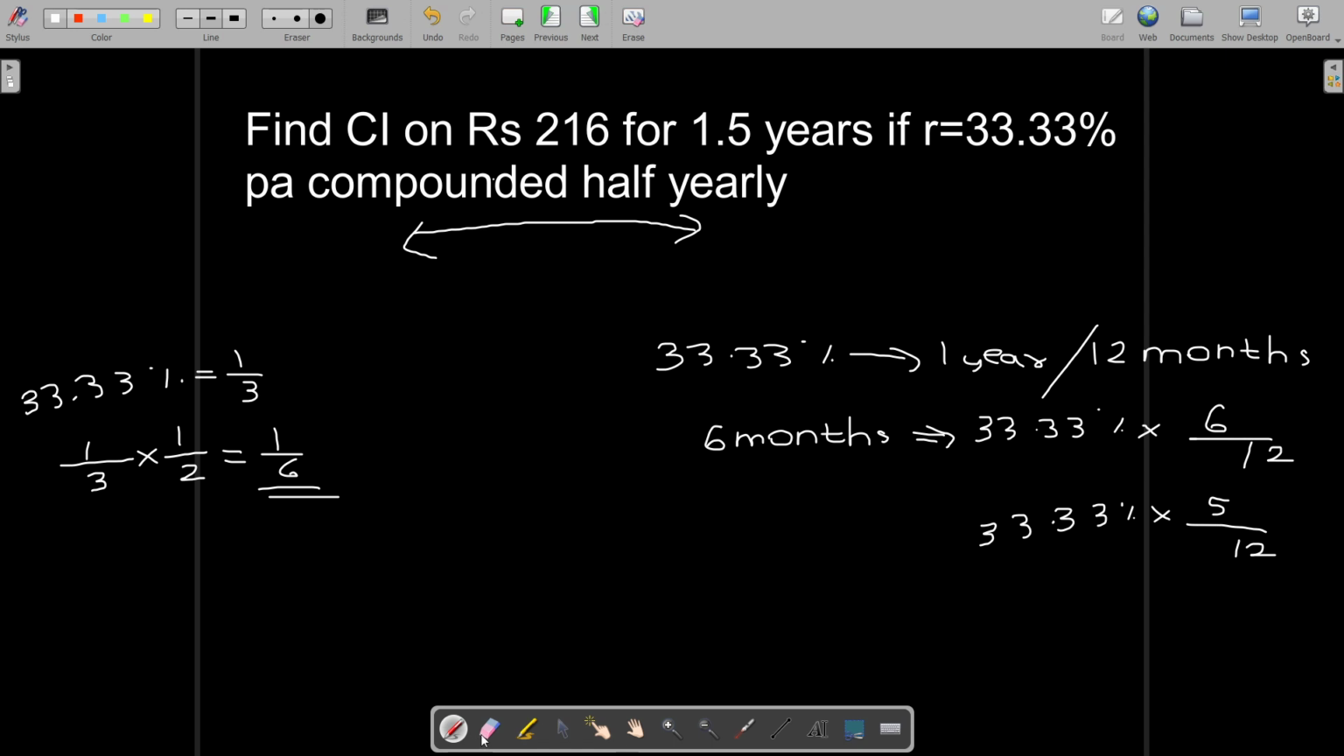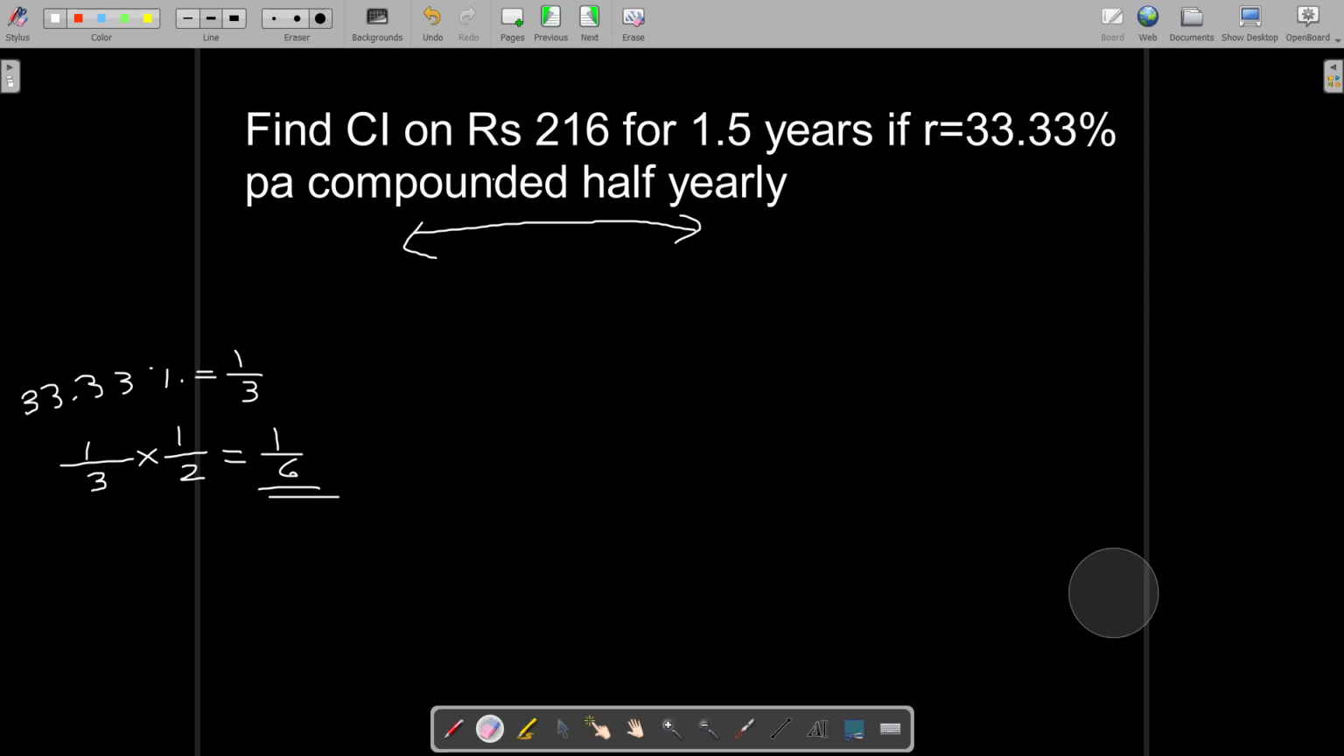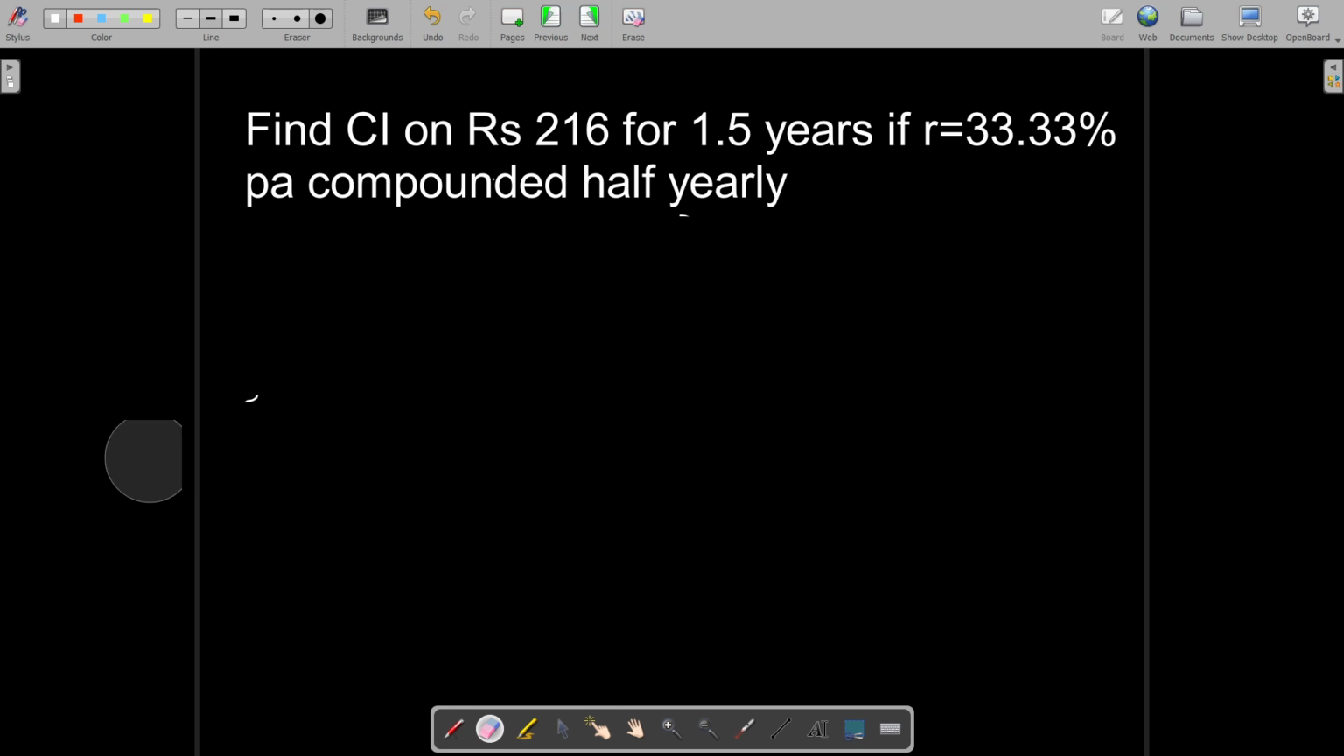So for this question, you have to find the rate of interest for the first 6 months. On a sum of rupees 216 for 6 months at a rate of 33.33%, you will get an interest of rupees 36. For the next 6 months, you will get an interest of rupees 36 on the principal, and this previous interest will yield you an interest of rupees 6. This is the same as the previous tree. I just drew it again for you to know the difference.